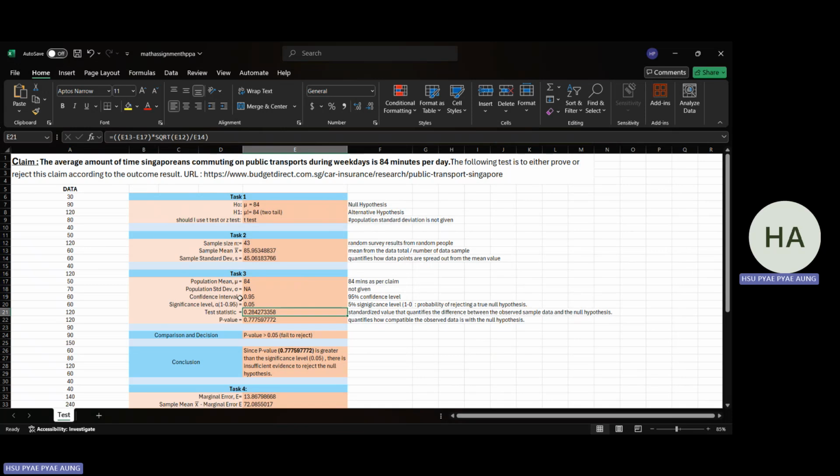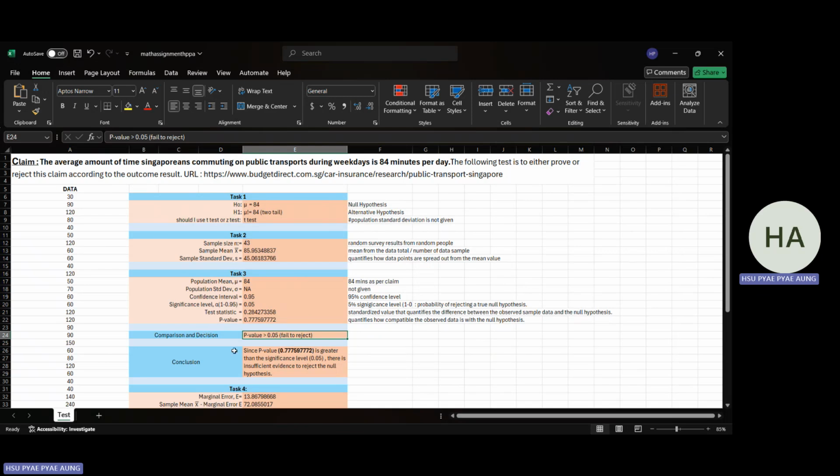The formula for test statistic is sample mean minus population mean, times the square root of sample size, divided by sample standard deviation. The p-value defines a numerical number of how compatible the observed data outcome is with the null hypothesis. Based on the p-value compared with the significance level, we can decide whether to reject or accept the null hypothesis.